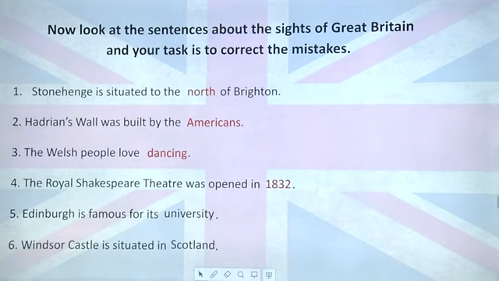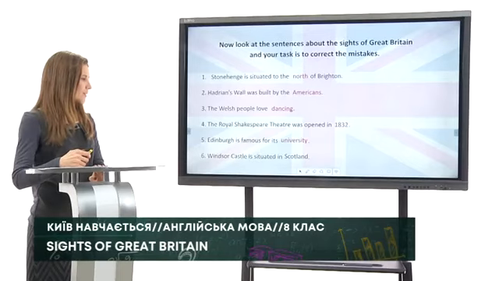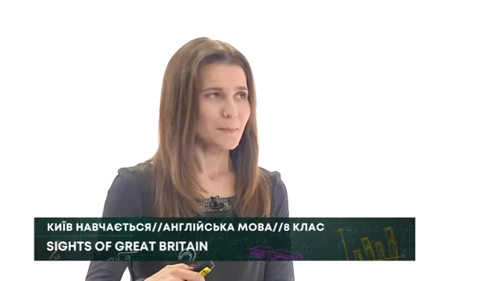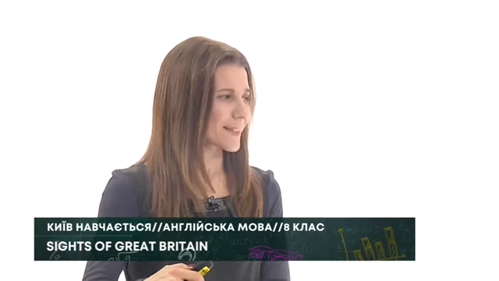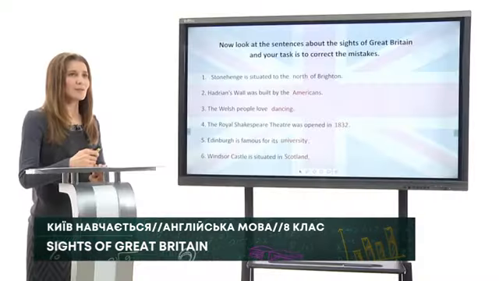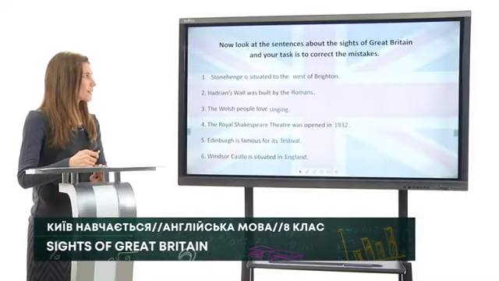5. Edinburgh is famous for its university. Is it really so? University, are you sure? Number 6. Windsor Castle is situated in Scotland. Well, I think you know that it is not true. Scotland is a mistake. And now let's see the answers.